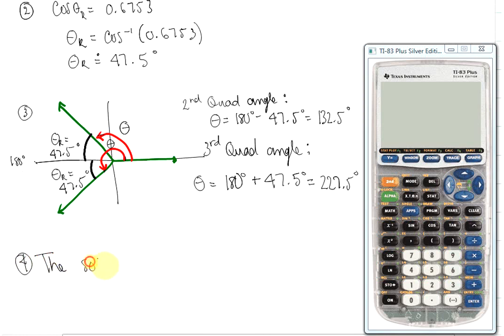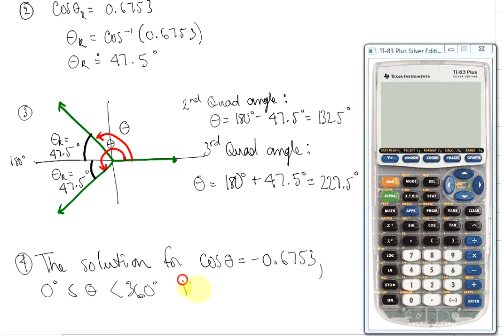Okay, and then we want to write our answer. So the solution for cos theta equals negative 0.6753, where theta is between 0 and 360 degrees, is that theta can equal 132.5 degrees, or theta can equal 227.5 degrees. Okay, and that ends our discussion for section 2.2.